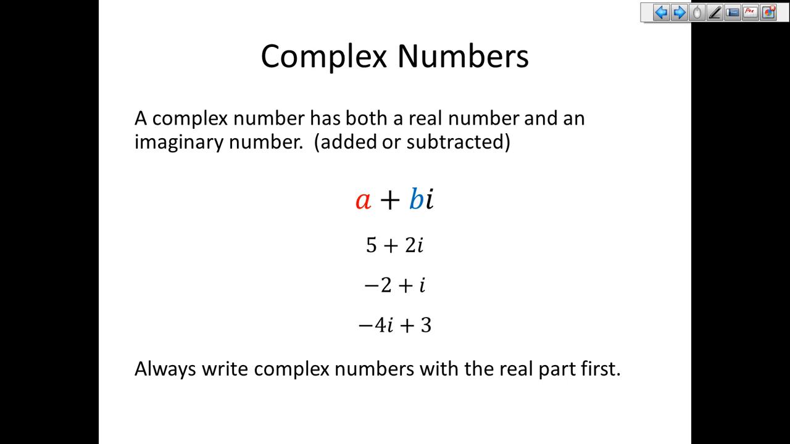So 5 plus 2i, it's a great complex number. Negative 2 plus i, that's great. It's in standard form. But this last one, negative 4i plus 3, well, we should really be writing it as 3 minus 4i. We should always write complex numbers with the real part first.